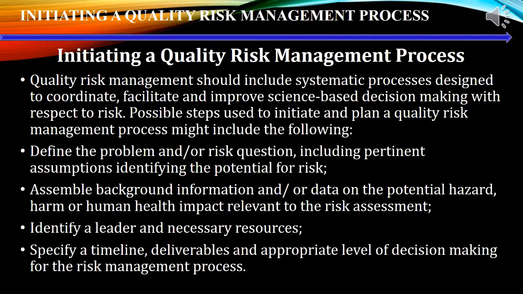Initiating a quality risk management process. Quality risk management should include systematic processes designed to coordinate, facilitate, and improve science-based decision-making with respect to risk. Possible steps used to initiate and plan a quality risk management process might include the following: define the problem and/or risk question, including pertinent assumptions identifying the potential for risk. Assemble background information and/or data on the potential hazard, harm, or human health impact relevant to the risk assessment. Identify a leader and necessary resources. Specify a timeline, deliverables, and appropriate level of decision-making for the risk management process.